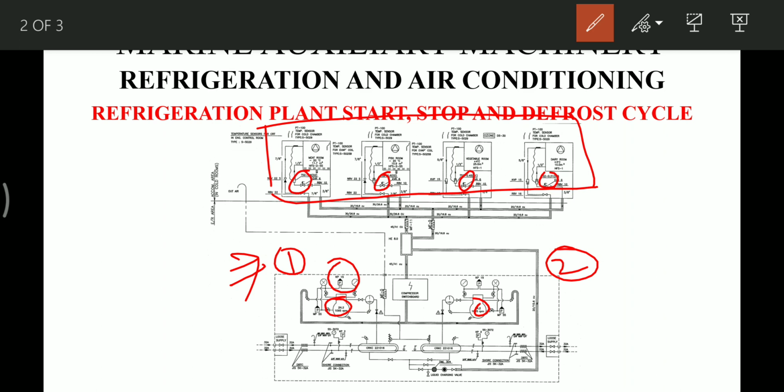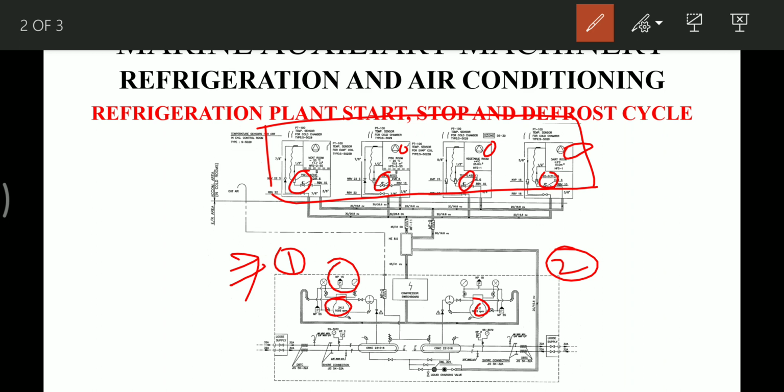Now again, when a subsequent rise of compartment temperature takes place, the solenoid valves will reopen and the refrigerant will again start to flow. These solenoid valves are operated by the thermostats, which are fixed on the evaporator of each compartment. As the solenoid valves open again, the pressure rise in the compressor suction acts through the low pressure controller and the compressor restarts. So this is how start and stop of the compressor take place.